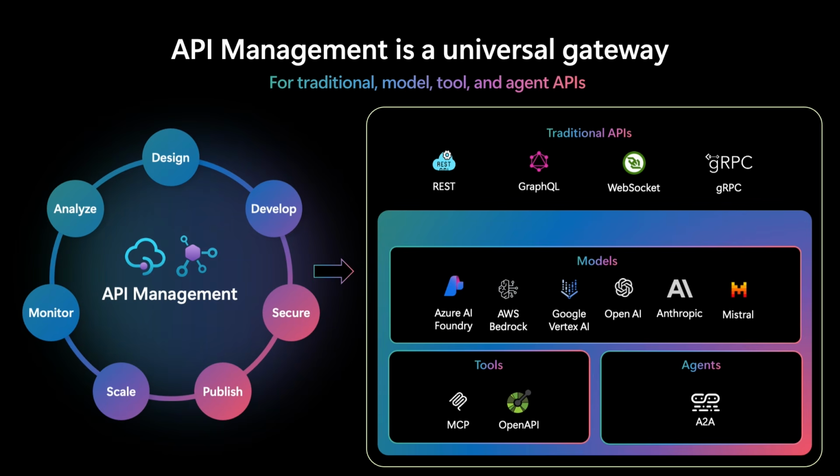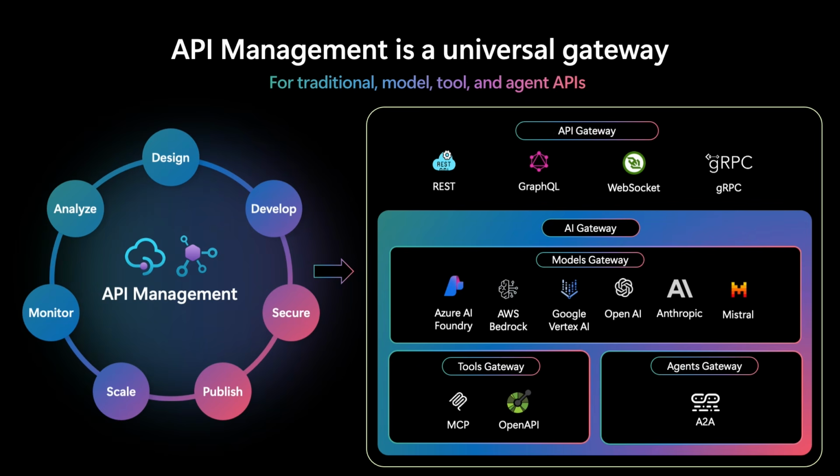So Azure API Management is considered more of a universal gateway. That is the direction we are evolving the product to, so that you don't need to piecemeal your efforts across various kinds of gateway solutions and various kinds of governance solutions. One solution offers governance across all kinds of API endpoints. So it is your API gateway, it is your AI gateway, which includes a model gateway, tools gateway, or agents gateway. Everything put together, a universal gateway for your entire product stack.